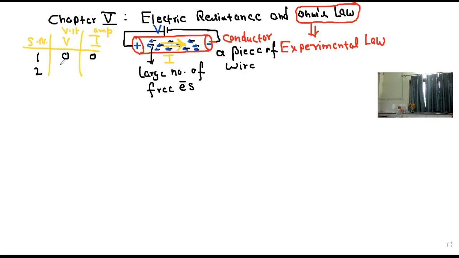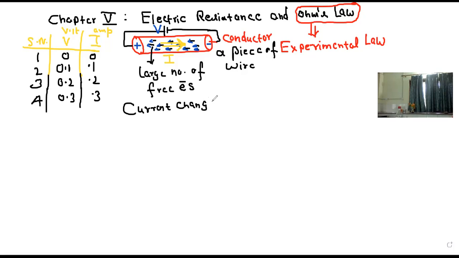In the second case, I apply a certain voltage, suppose 0.1 volt, and I get a certain current, let me assume 0.1 ampere. Then I increase the voltage from 0.1 to 0.2 and find the corresponding change in the current. What I observe in my experiment is that whatever change there is in the voltage, the same change is there in the current. So the current changes according to the voltage.